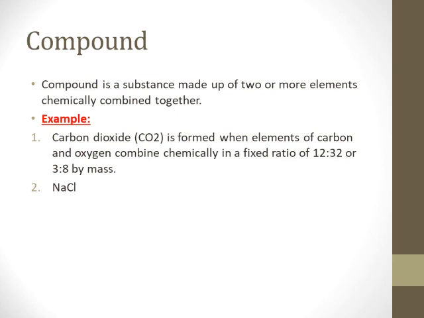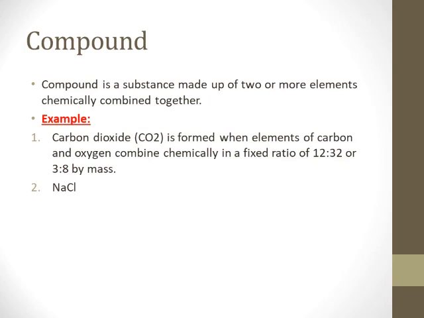A compound is a substance that is made up of two or more elements chemically combined together. It means when two elements make a chemical combination, then they form a compound. So when we study mixture, we will get a clear difference between compound and mixture. Now we have to take the example of a compound.